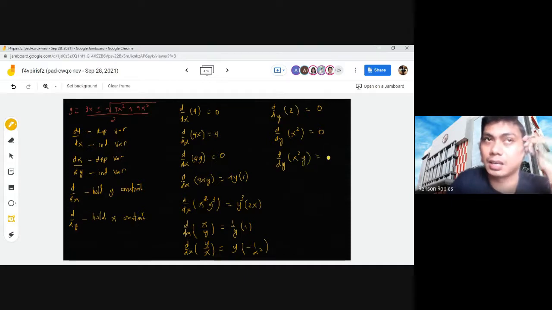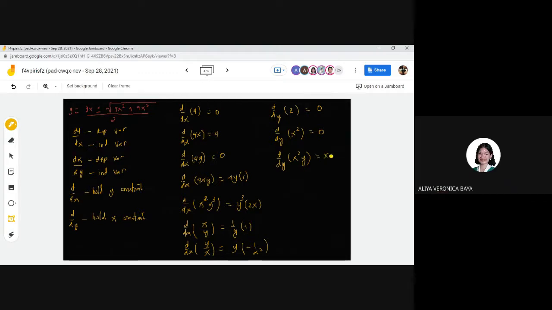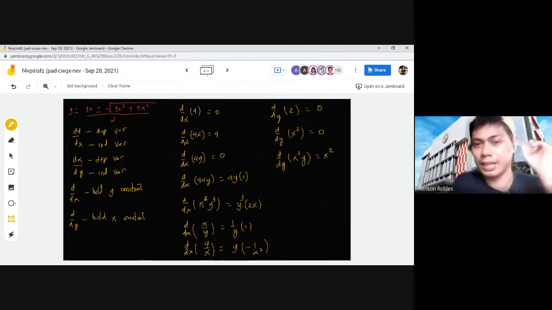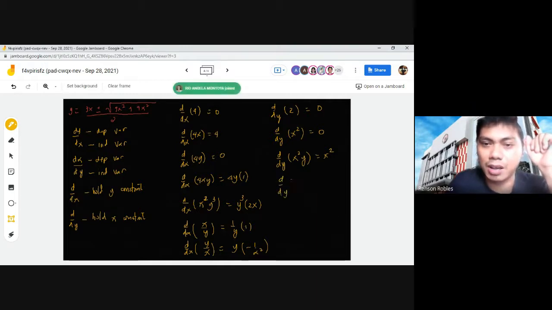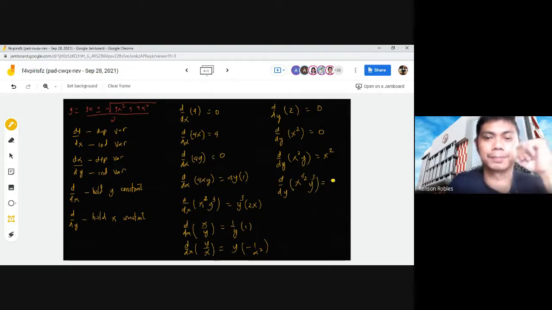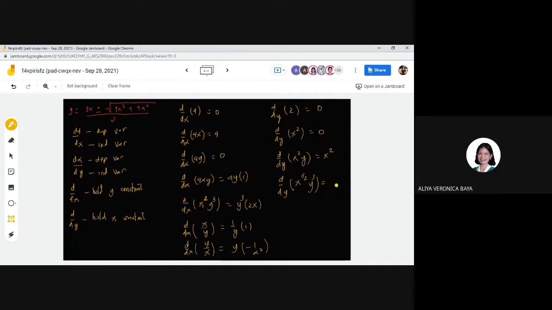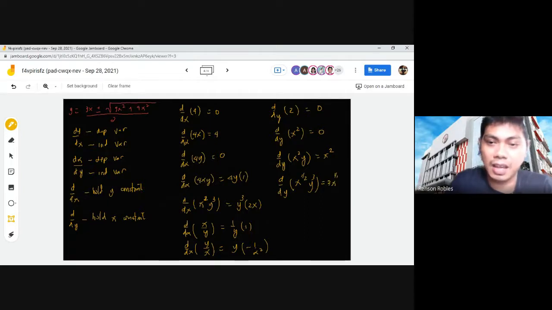Derivative of x squared y in terms of y. You say? x squared. Okay. x squared times the derivative of y, x squared times 1. Then, derivative of x raised to 1/2 y cubed in terms of y. x raised to 1/2 times 3y squared. Okay, thank you. That's 3 x raised to 1/2 y squared.